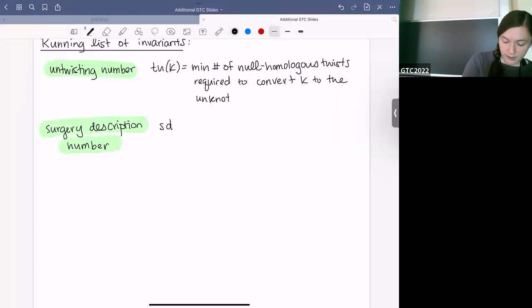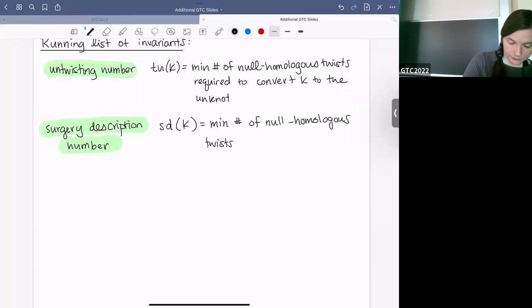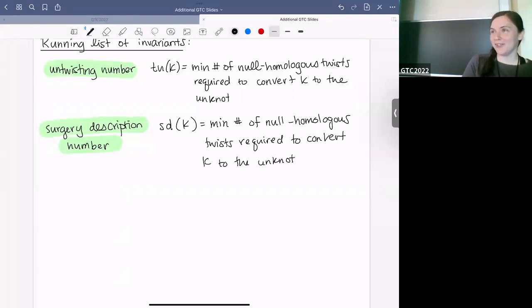So the surgery description number, I'm going to write as SD of K. And its definition looks almost identical. It's the minimum number of null-homologous twists required to convert K to the unknot. And I just need to add like 2 characters to this definition. I'm going to put in front of this word twists, M. Minimum number of null-homologous M twists required to convert K to the unknot. So it's almost an identical definition.